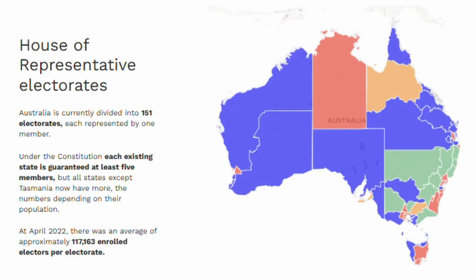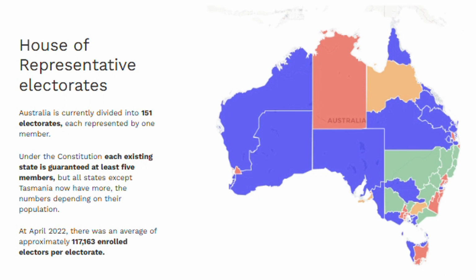But focusing on the House of Representatives, you can see here that Australia is divided up into 151 electorates, each represented by one member. Under the Constitution, each state is guaranteed at least 5 members, but all states except Tasmania now have more. That's based on population. There's a lot more population in the states and territories, so they have more electorates to make the distribution more even.